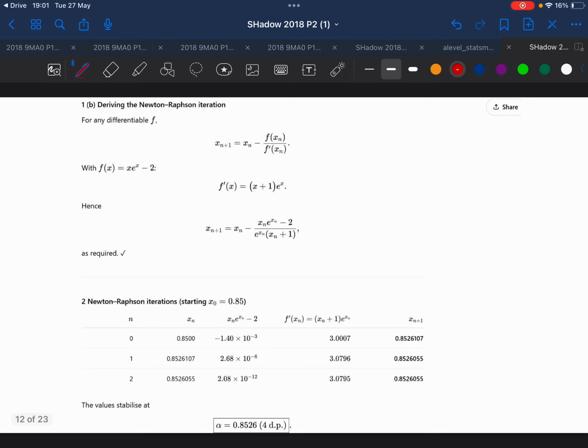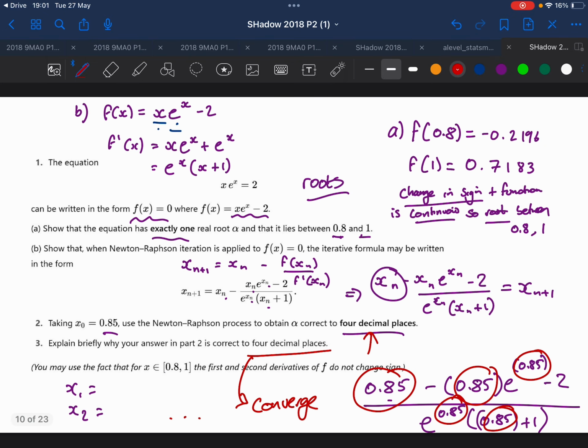Where are we? So apparently we should get the values of 0.85 and it just goes up a little bit. So we're going to get our final value of 0.8526. Okay, and notice that this sort of fits the theme earlier in the question. So it's all about this one root that we seem to be concentrating on for this function.